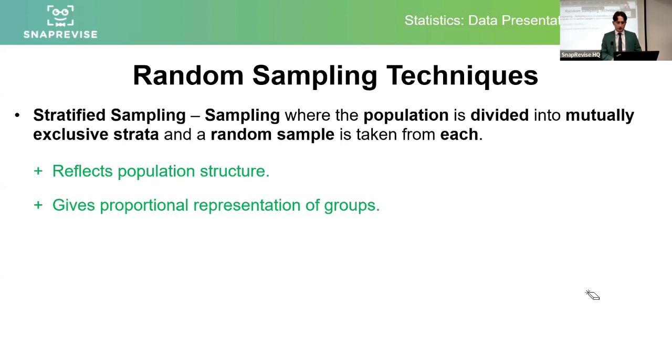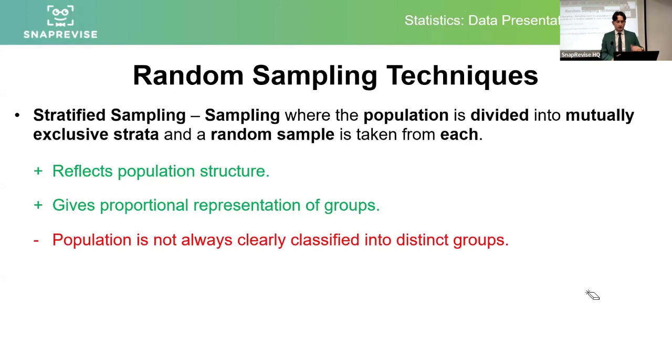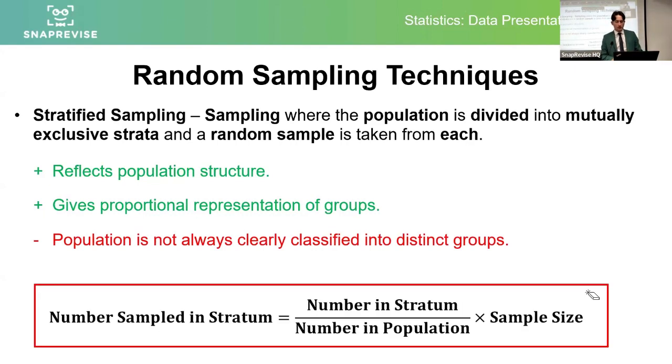And so the aim is that it gives proportional representation of different groups. That can be quite challenging as well, and it's sometimes not even possible to clearly classify into distinct groups. So that becomes really hard to sample in a fair way. But the way to do this in general, depending on how we've stratified it, is the number in the stratum over the total number in the population, times the sample size. So effectively, the proportion times the sample size will tell you how many people to pick.